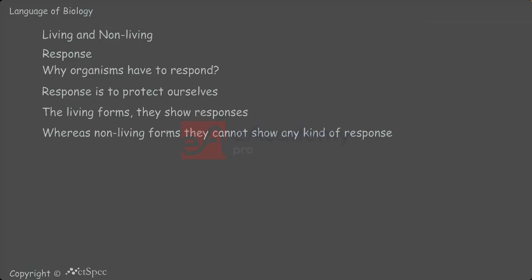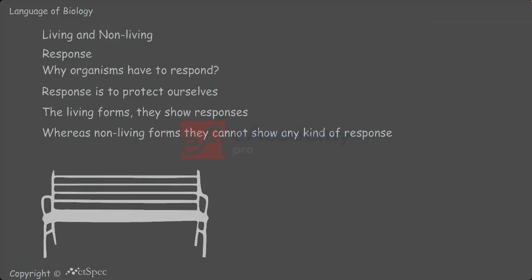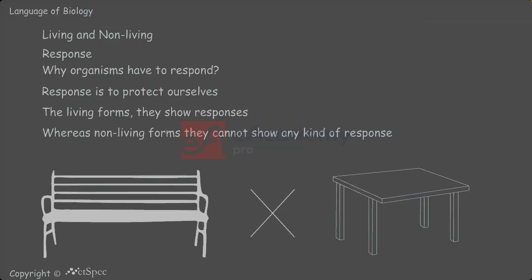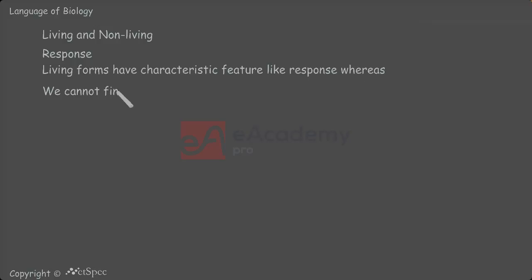Take for example, if we hit a cat or if we tease a dog, it barks. Whereas if we hit a bench or a table, it cannot give any response. With this, we can say that living forms have a characteristic feature like response, whereas we cannot find this characteristic feature in non-living forms.